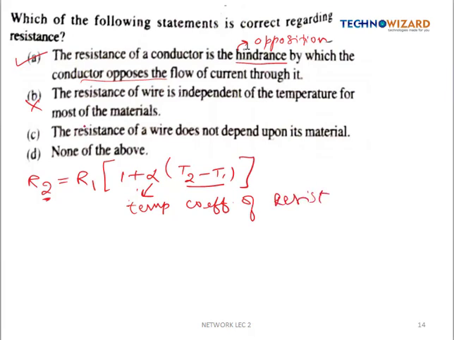Next option is: the resistance of a wire does not depend upon its material. This option is also wrong, because we know that the formula of resistance is R is equal to rho L by A, where rho is the resistivity and it depends on the material, right? So option A is correct.